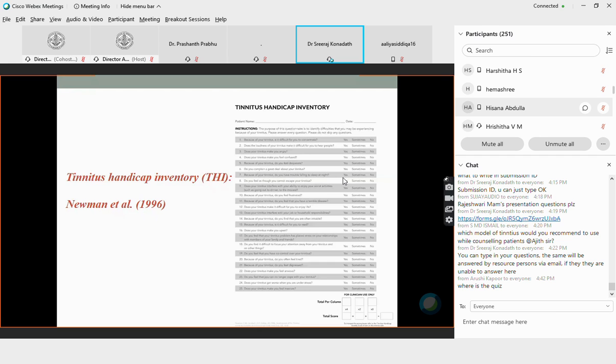So you can just take that and give it to the person, and the individual has to read the question. First question, I'll just read it for you all. Because of tinnitus, is it difficult for you to concentrate?